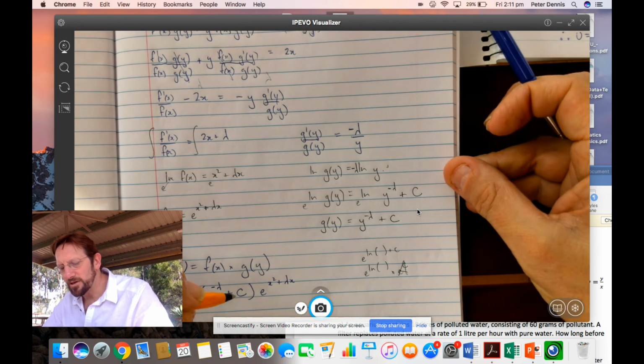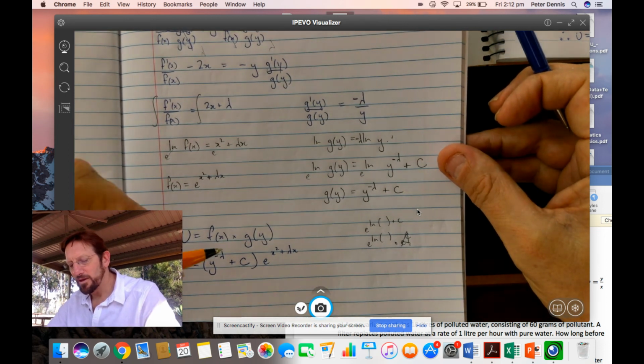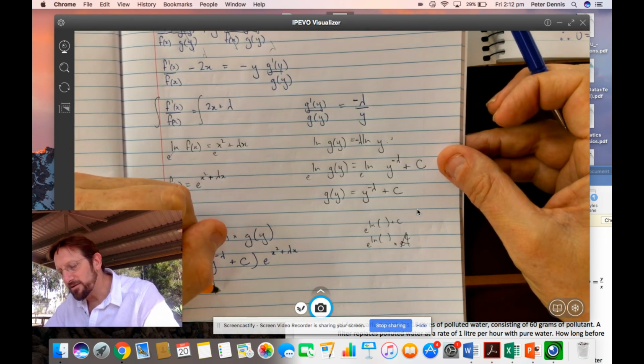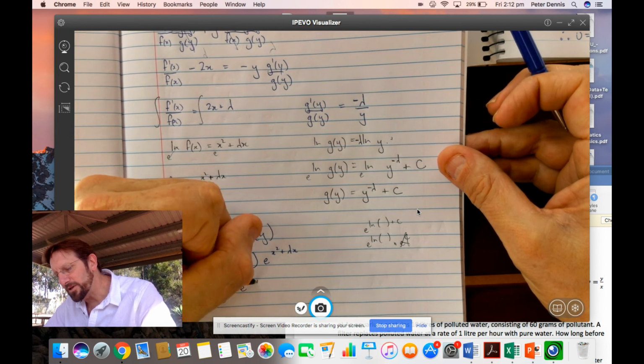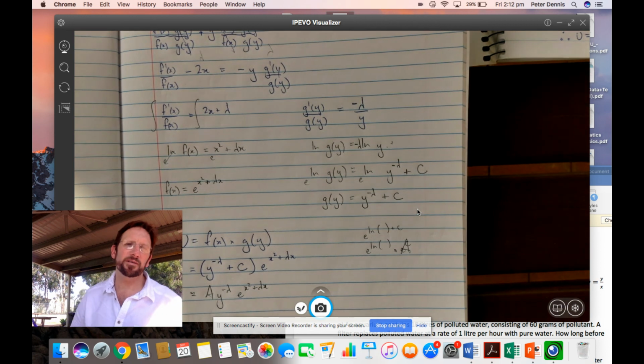So really, this should be written as a y to the minus lambda e to the x squared plus lambda x. So that was the only hesitation there.